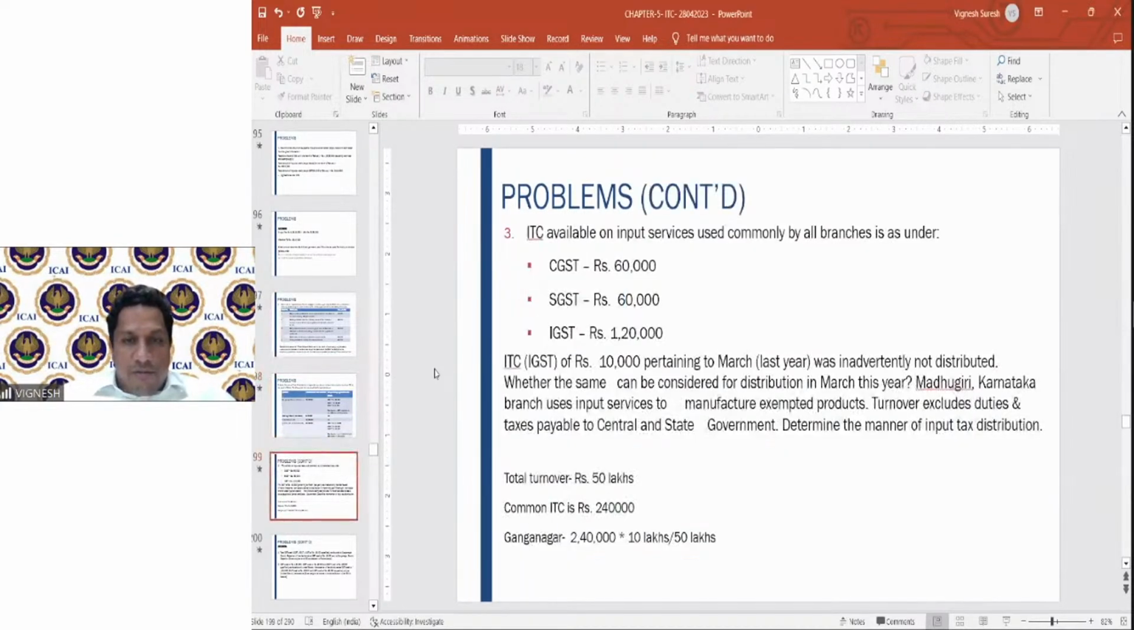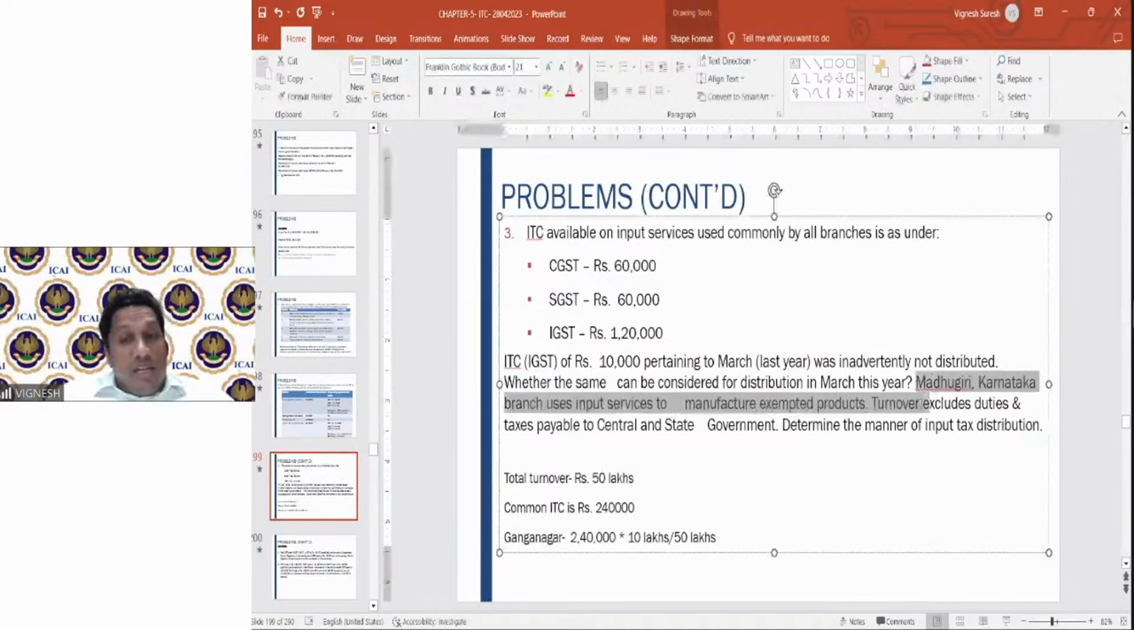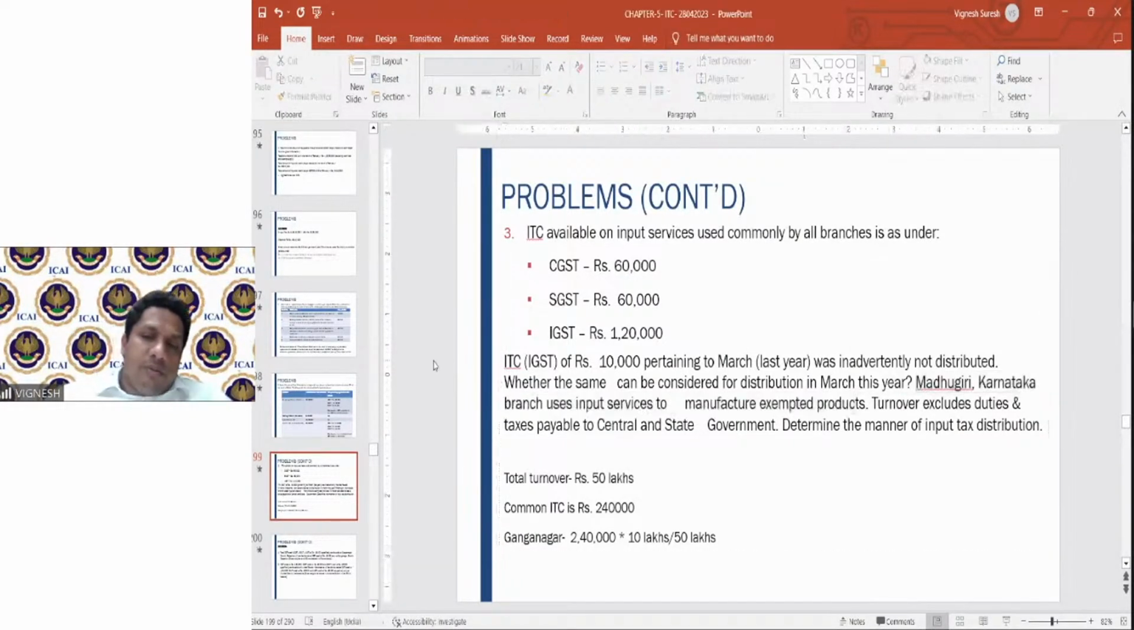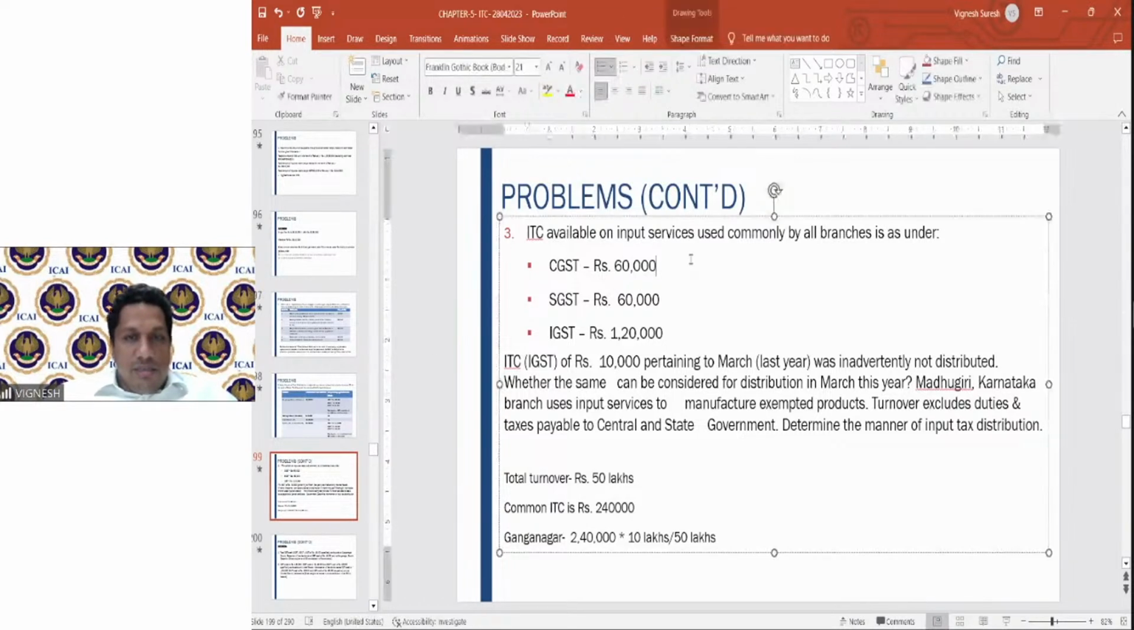Also see here, he gives one problem. Madhugiri, Karnataka uses input service to manufacture exempt products. Still distribution is to be done. We saw in the rule that Madhugiri branch will not be eligible for that credit, but it is the responsibility of ISD to distribute the credit. Then Kosala branch also 2,40,000 into 15 by 50. Now when we come to Mumbai, you have to take CGST, SGST and IGST and divide it as it is. So this will be the turnover of Mumbai, 20 lakhs by 50 lakhs into 60,000, 20 by 50 into 60,000, 20 by 50 into 1,20,000. That is the way you have to distribute the credit.